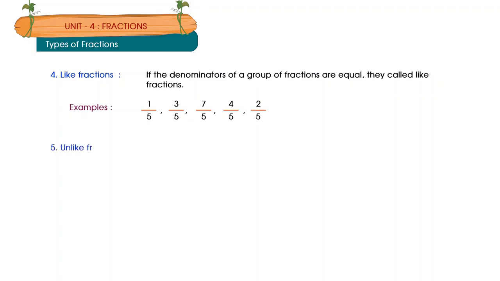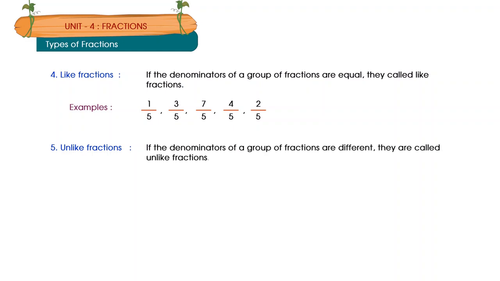5. Unlike fractions. If the denominators of a group of fractions are different, they are called unlike fractions. Examples: 2/3, 1/5, 3/4, 5/6.